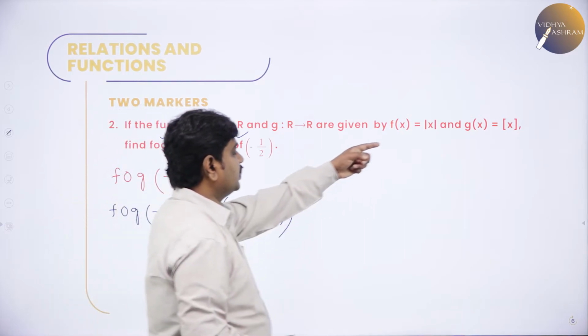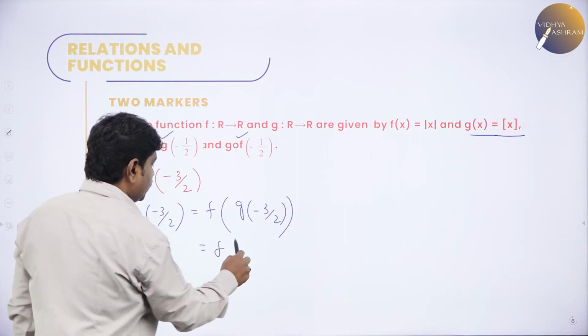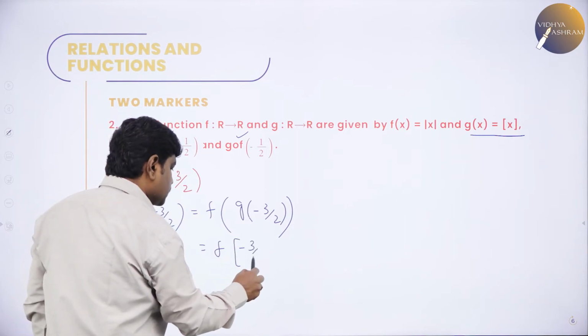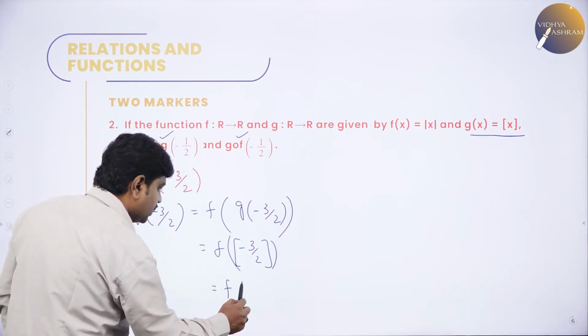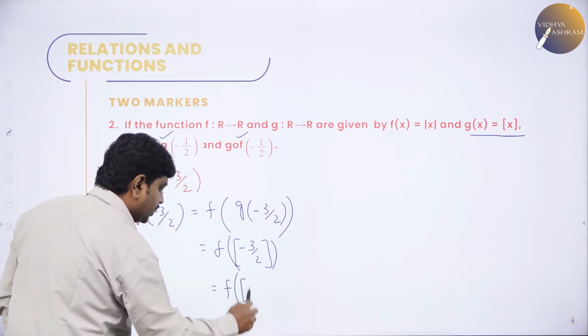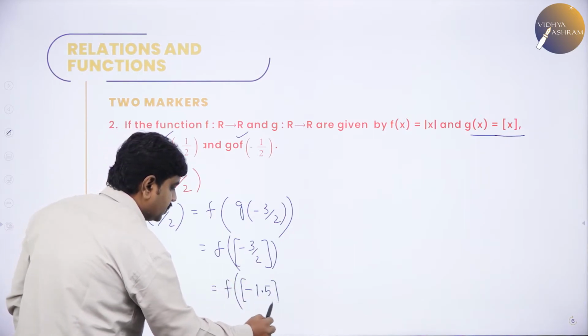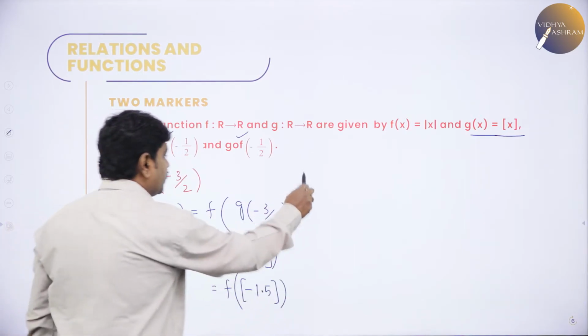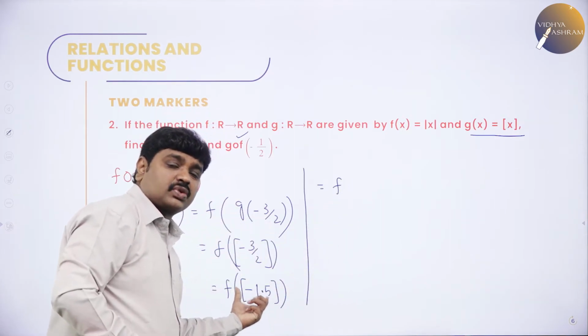Refer the question. In the question, g of x is square bracket x. So g of minus 3 by 2 becomes what? Square bracket minus 3 by 2. And further simplify this, f of square bracket minus 3 by 2. If you divide it, minus as it is, 3 divided by 2 is 1.5. And now simplify this, we are left with f of square bracket minus 1.5.